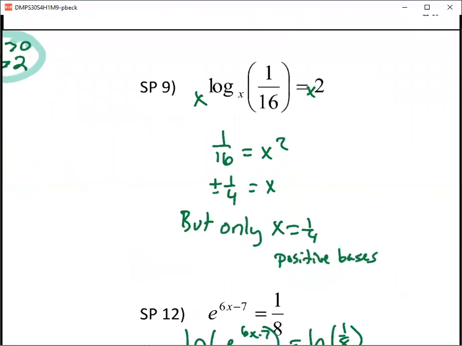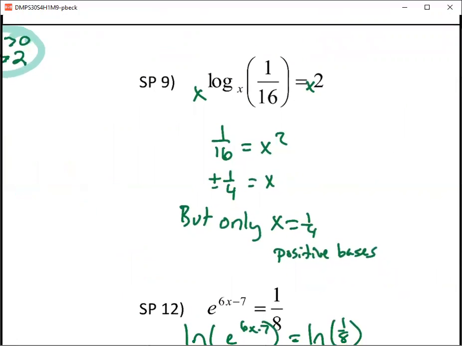Problem number 9, how do I undo a log base x? By taking x to both sides. So x to both sides gives me 1/16 is x squared. Remember, the whole point is these undo each other, and we're just left with the anti-log. Now, if I solve this for x, I get two distinct x values. But if you remember, the base has to be a positive value. Therefore, only the positive 1/4 will work.